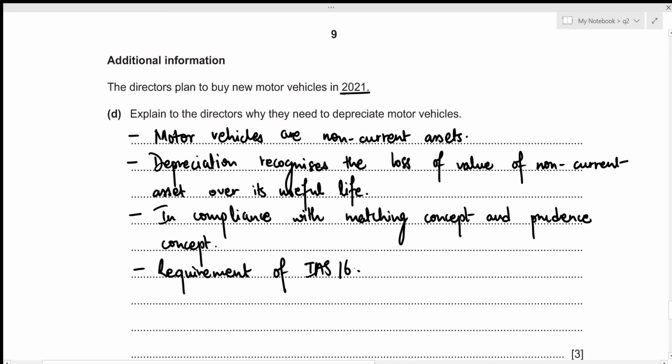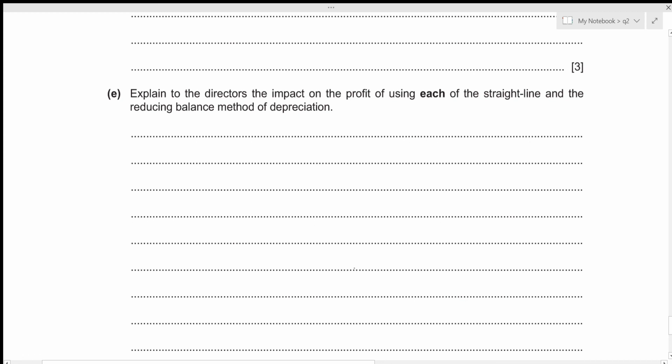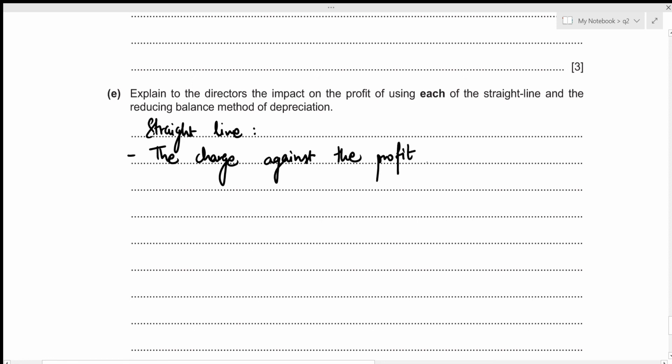Okay, this concludes the fourth part of this question. Now we can move towards the fifth one. We now need to explain to the directors the impact on profit of using each of the straight line and the reducing balance method of depreciation. Okay, let's start with straight line. We know that in straight line method of depreciation, the depreciation charge for each year remain same, right? So let's write it down. The charge against the profit, because we charge depreciation and subtract it in order to figure out the profit, right, is constant each year.